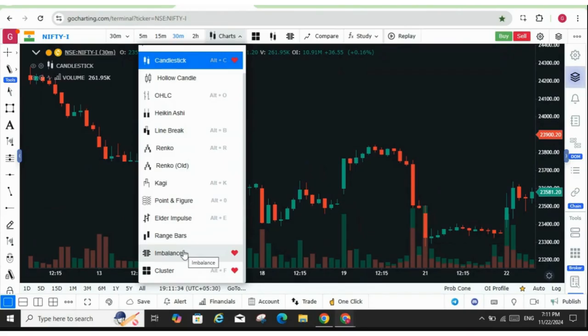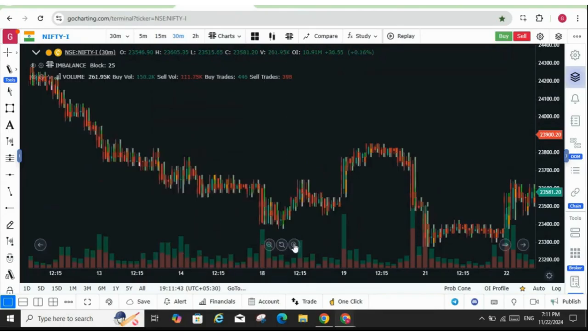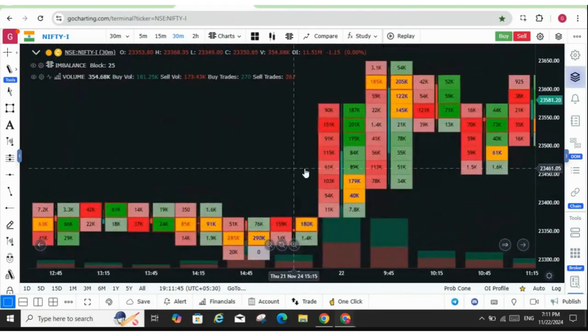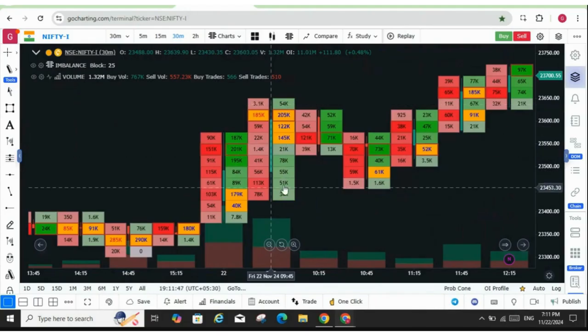Okay, so let me first talk about the imbalance chart, and then we'll also see the cluster charts. So this is the imbalance chart. Now if you zoom in, guys, you can see the numbers. These are the market buy orders and these are the market sell orders. So how are the orders getting printed?